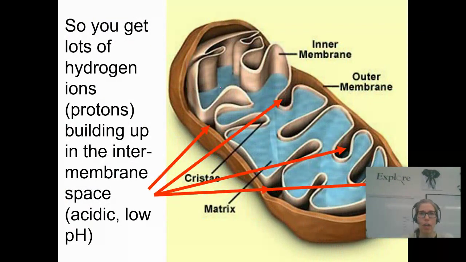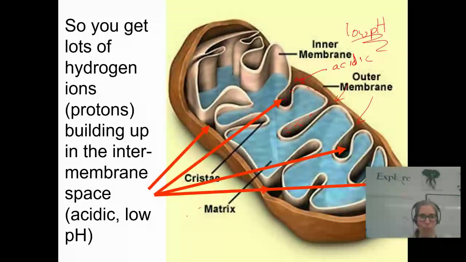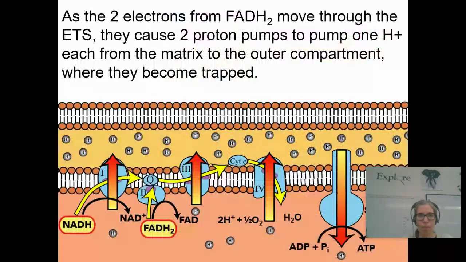All right, so you end up getting lots of hydrogen ions in here in the intermembrane space. And since they're hydrogen ions, that ends up giving you an acidic intermembrane space, this place right in here. And so if you're acidic, that's a low pH, which is something that kids mess up sometimes. They think, oh, lots of hydrogen ions, lots of acid, that must be a low pH, right? So that's an easy thing to mess up. So be careful with that.